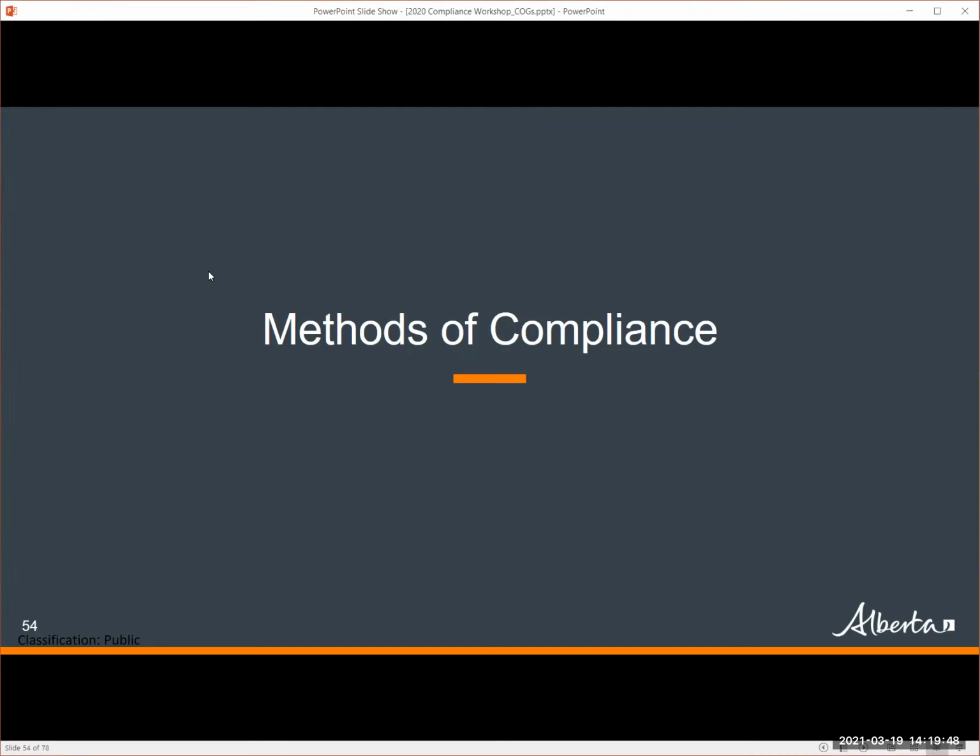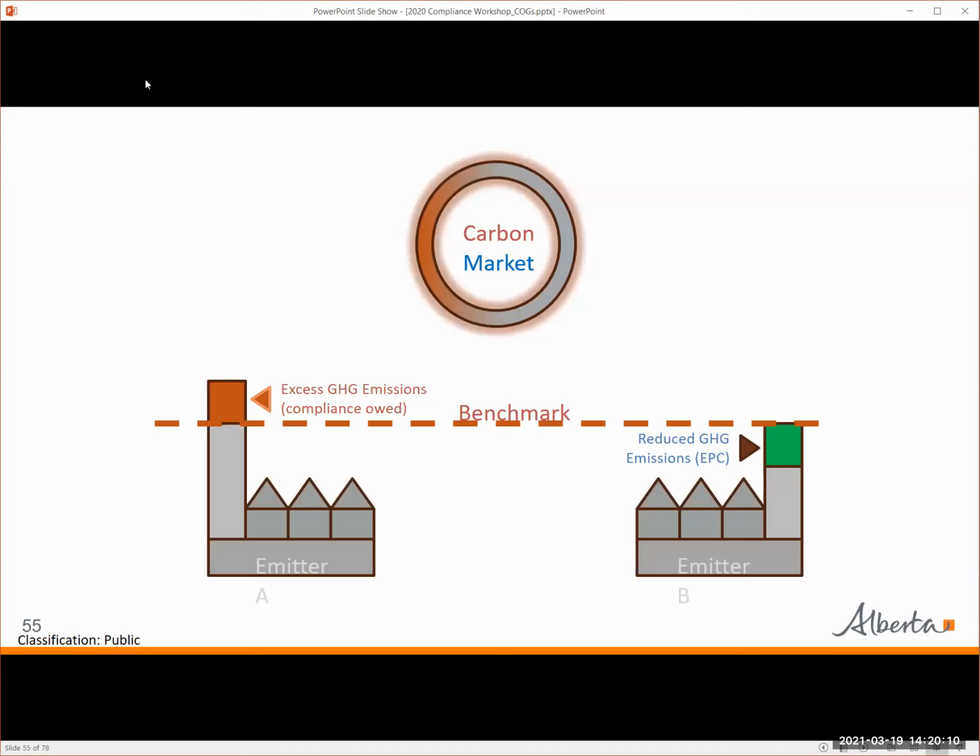Okay, so in the next section we'll go over some of the methods of compliance, a general overview of how the true-up obligation is determined, and some of the details about how to remit compliance payments or satisfy true-up obligations. Next slide, please. This infographic provides a general overview of the compliance obligation credit systems under TIER.